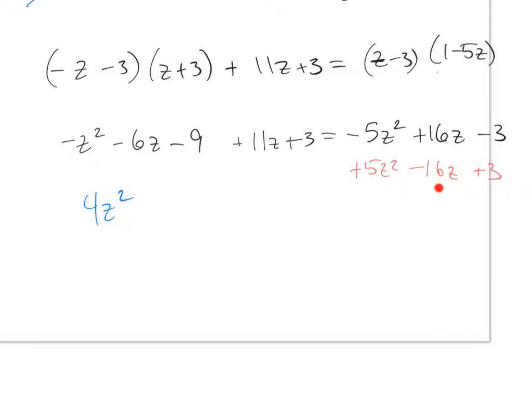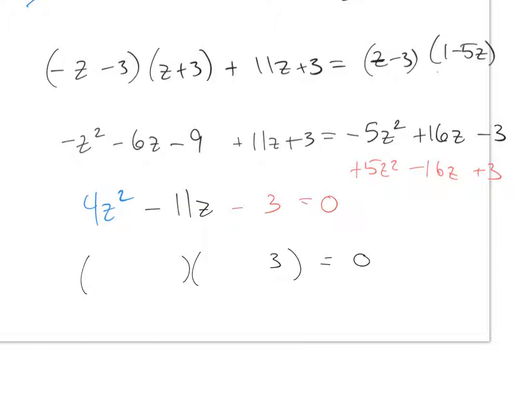5z, and then take away 16z from that. Negative 11z. Very good. Last but not least, we've got negative 9 and 3 gives me negative 6, and then add 3 to that. Negative 3. Okay, let me check. Yes, I had the exact same thing. This can be factored, it turns out. Anybody have the factors for this?